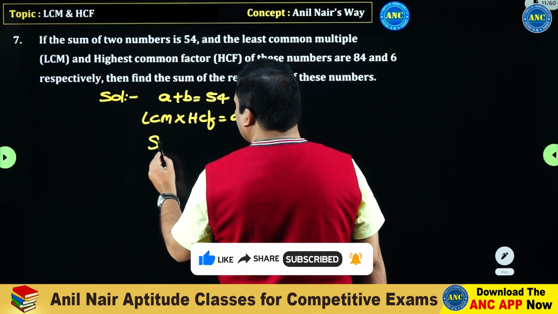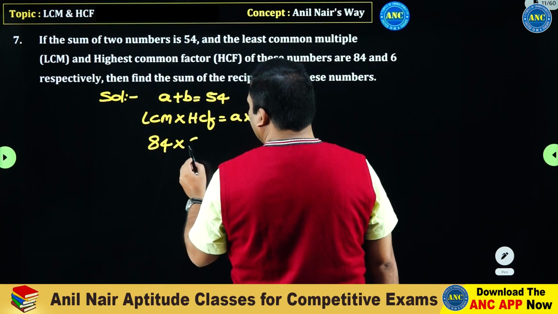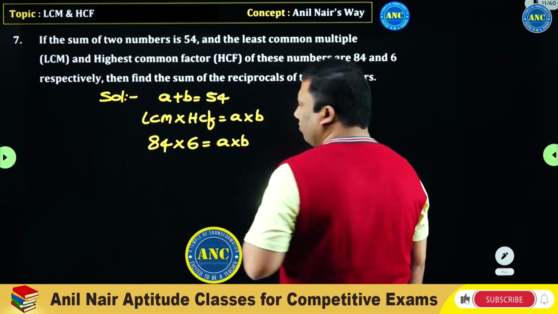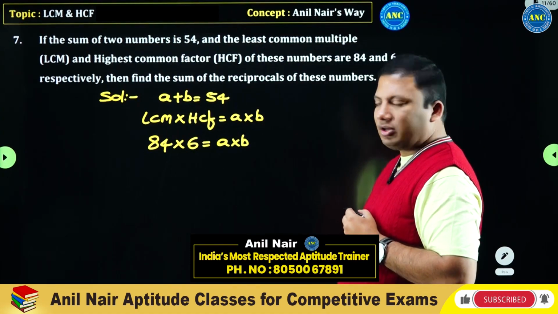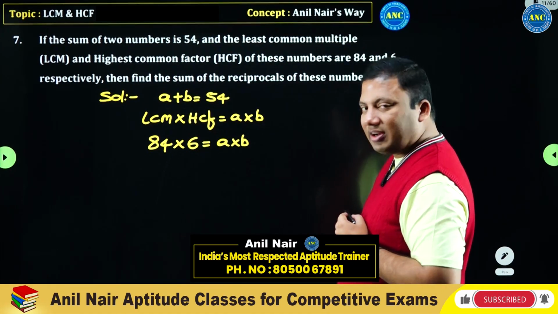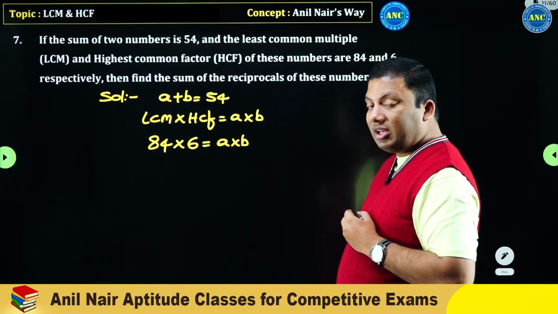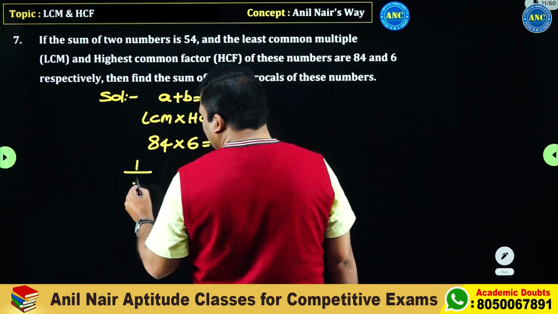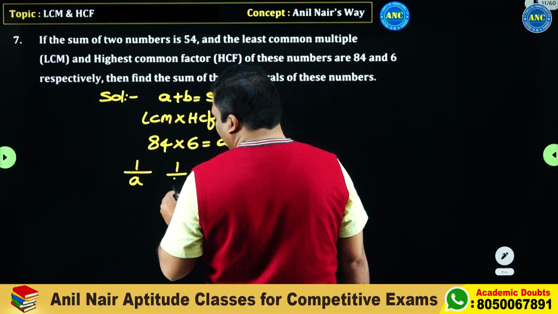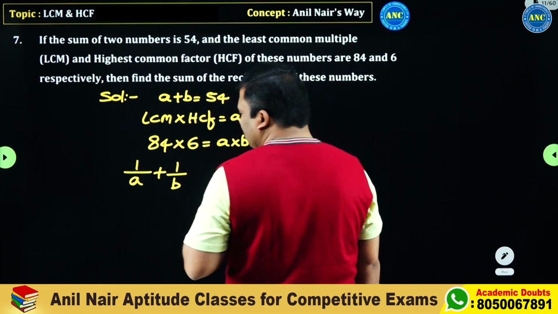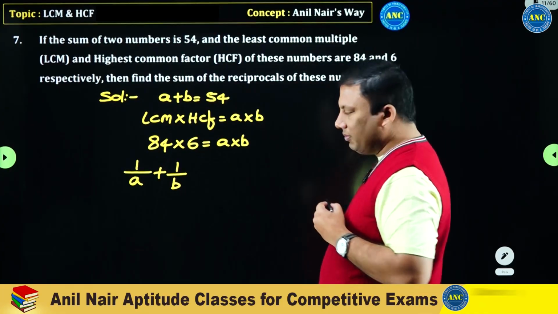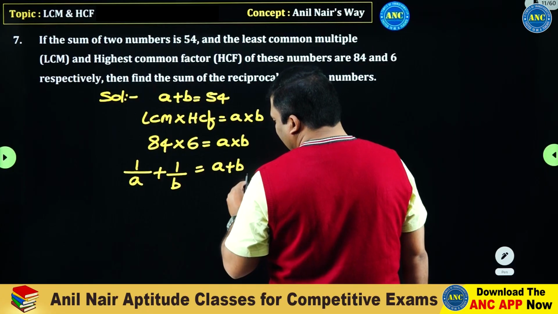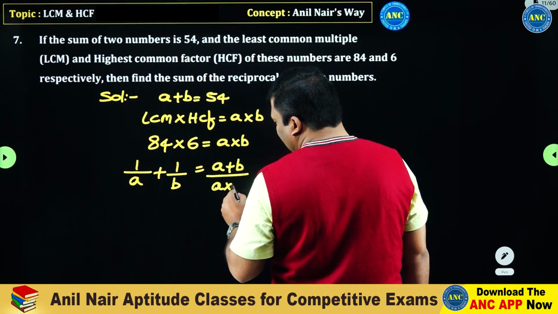LCM given is 84, HCF is 6. 84 into 6 is A into B. What is given in the question? Find the sum of the reciprocals of these numbers. A reciprocal is 1 by A. B reciprocal is 1 by B. Sum is 1 by A plus 1 by B. So this is A plus B by A into B.